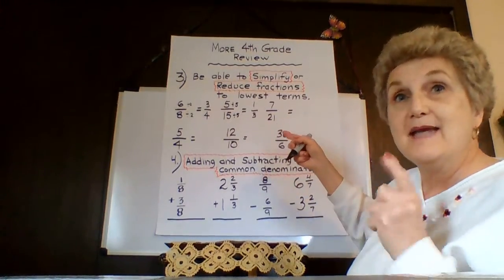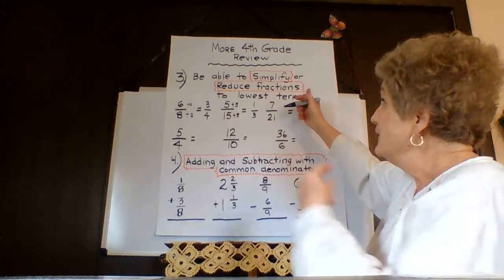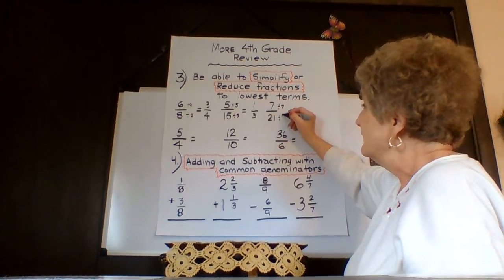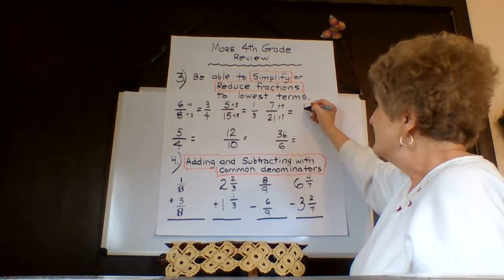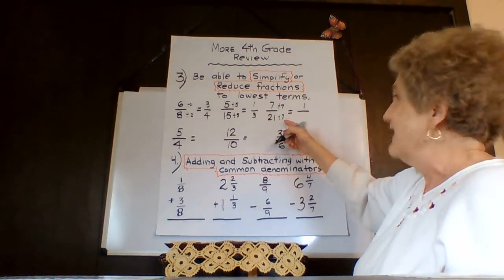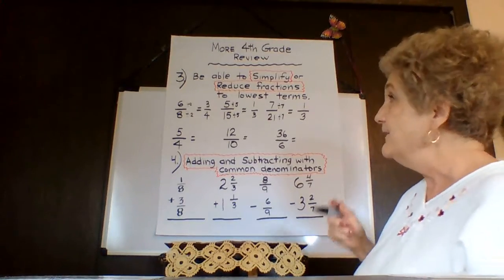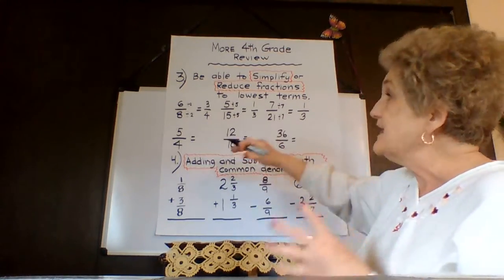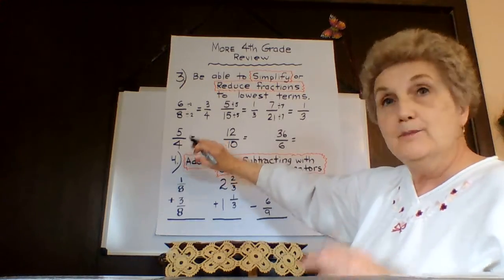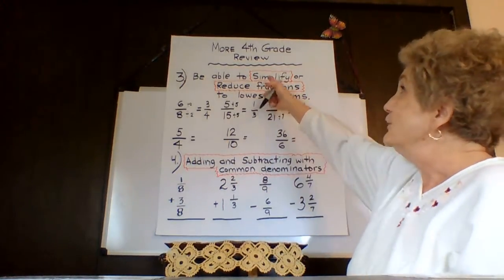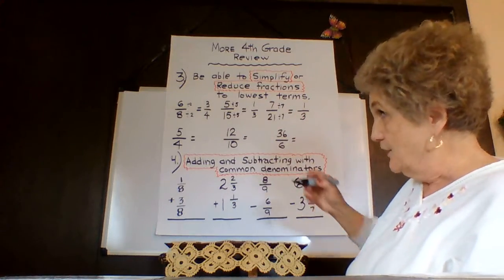I know 7 times 3 makes 21, so I'm going to use 7 as my greatest common factor. 7 divided by 7 is 1. 21 divided by 7 is 3. See how I reduced that or simplified that? Now, sometimes you'll see that you end up with an improper fraction as your answer. That is improper. We have to simplify or reduce it to lowest terms.